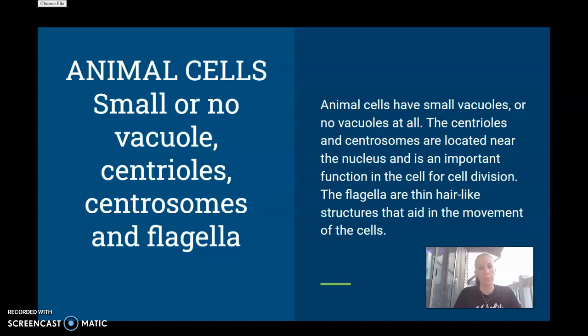Starting with animals. Animals actually have small or no vacuoles. They have centrioles, centrosomes, and flagella. The centrioles and centrosomes are located near the nucleus and are important for cell division. The flagella are thin, hair-like structures that aid in the movement of the cell.